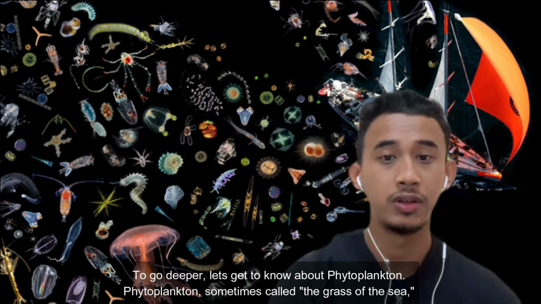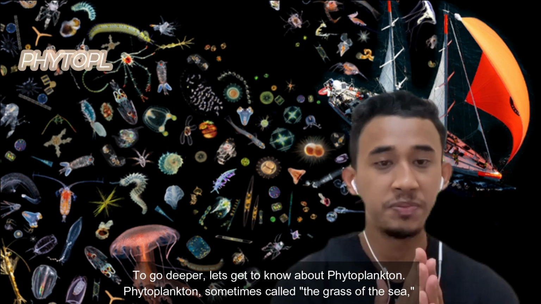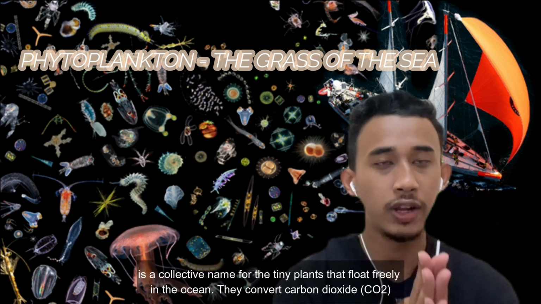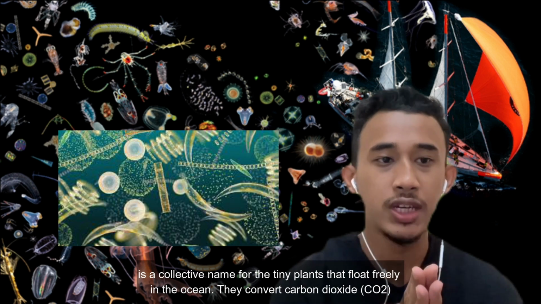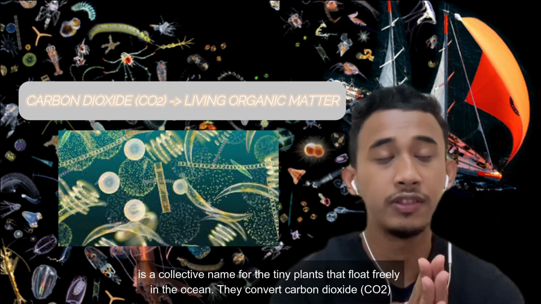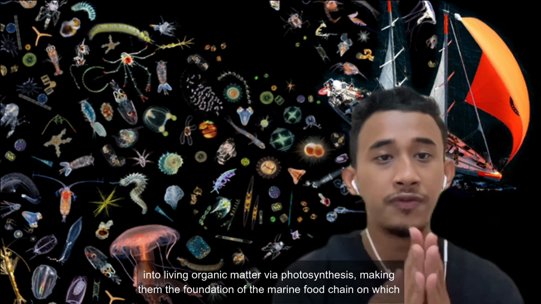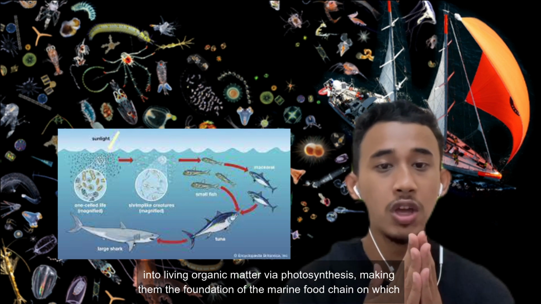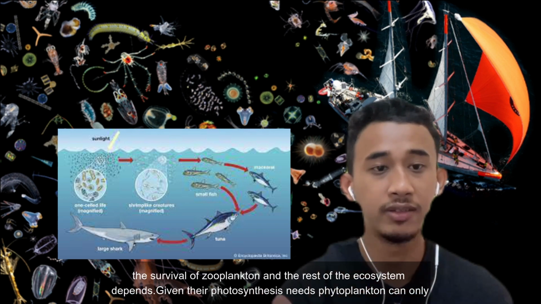To go deeper, let's get to know about phytoplankton. Phytoplankton, sometimes called the grass of the sea, is a collective name for the tiny plants that float freely in the ocean. They convert carbon dioxide (CO2) into living organic matter via photosynthesis, making them the foundation of the marine food chain on which the survival of zooplankton and the rest of the ecosystem depends.